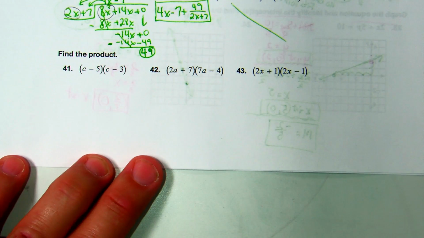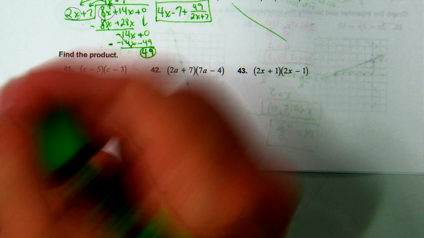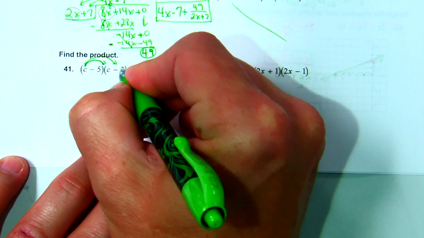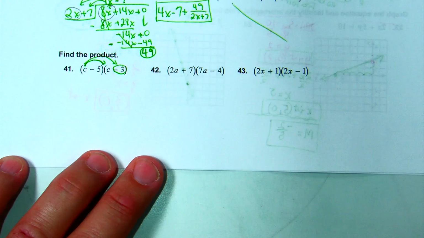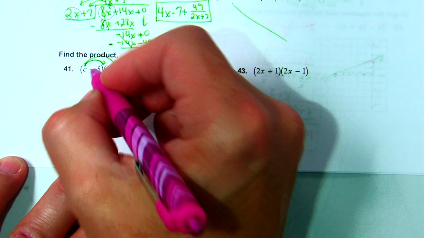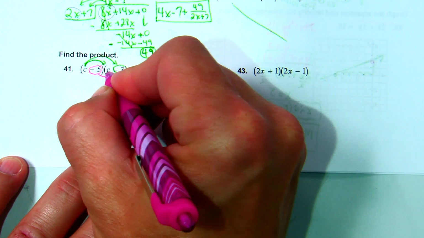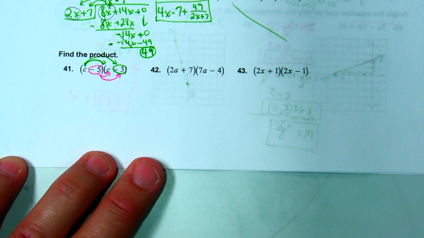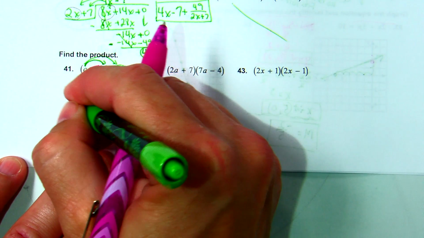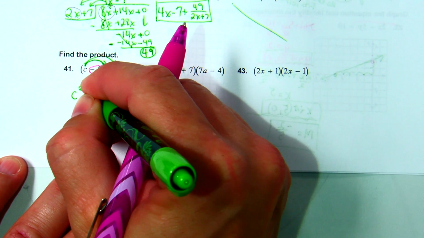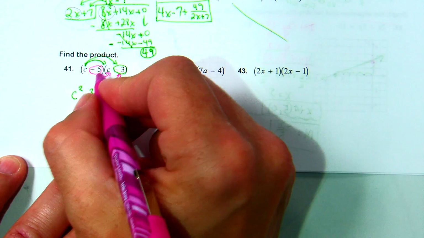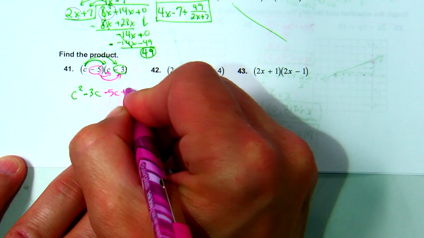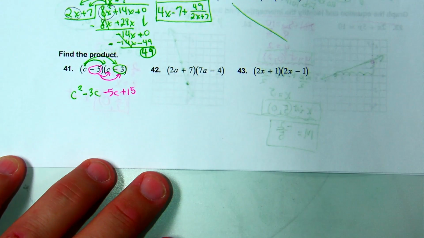through the first one to make sure you remember that all we're really doing is distributing the c times the c times the negative 3. Don't forget to circle the sign whenever you are multiplying there. And then a negative 5 times the c and negative 5 times the negative 3. So we will have a c squared minus 3c. And then when we get to this part here, we have a negative 5c plus 15.